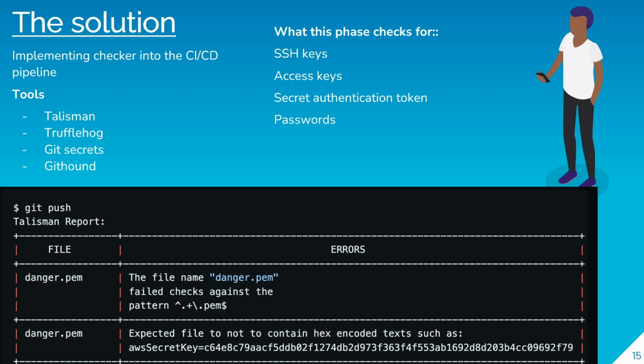Tools. This phase will catch things like SSH keys, access keys, secret authentication tokens, passwords. This is a very good tool. It's called Talisman. Any company I do DevSecOps for, I will deploy this. And I deploy it on developers' machines. When you deploy this on a developer machine, can you see that command? Git push. Every time they send code, it tells them, hey, there's this PEM file. This has AWS secret keys. So it will not deploy that code onto your server. Problem solved? And this doesn't need to get to the pen tester.